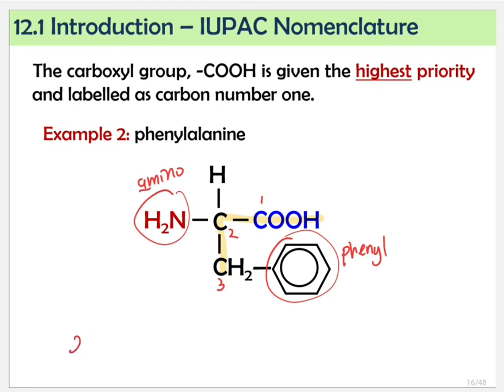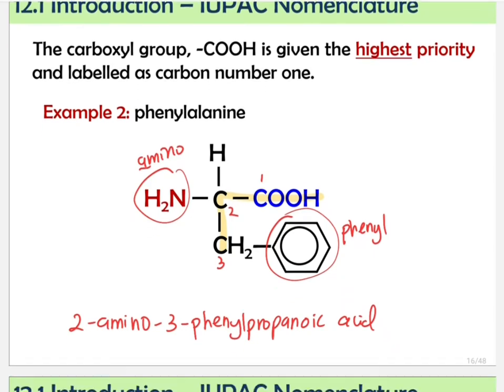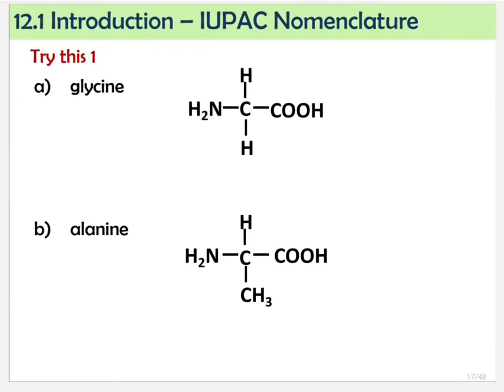The full name would be 2-amino, 3-phenyl. Okay, 3 carbon and this is carboxylic acid, propanoic acid. Okay, so this is the full IUPAC name for phenylalanine. Okay, jadi saya rasa agak straightforward lah nomenclature untuk amino acid. Boleh cuba untuk bagi nama.